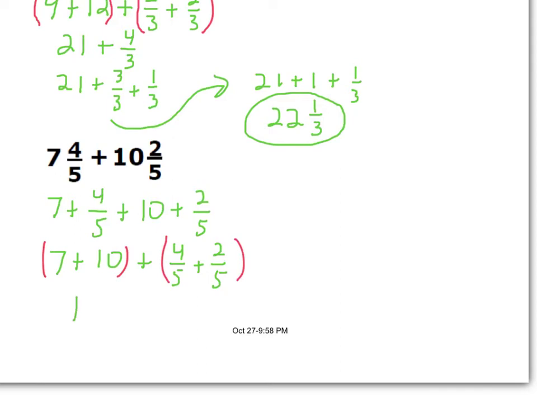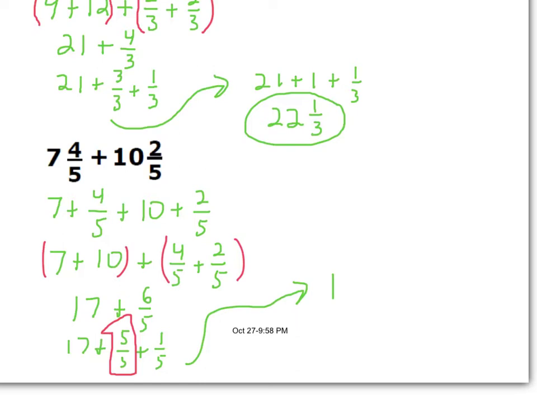And I'll get that this is equal to 17 + 6/5. Now 6/5 is equal to 5/5 + 1/5, and that 5/5 is equal to 1. So I end up with 17 + 1 + 1/5, so that'll be 18 1/5. And that's the final answer there.